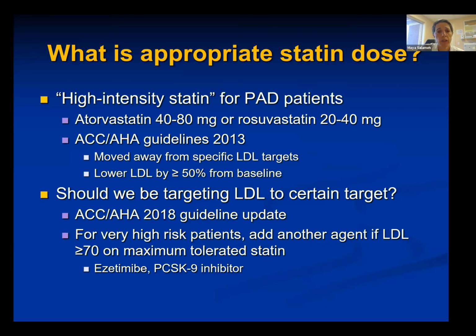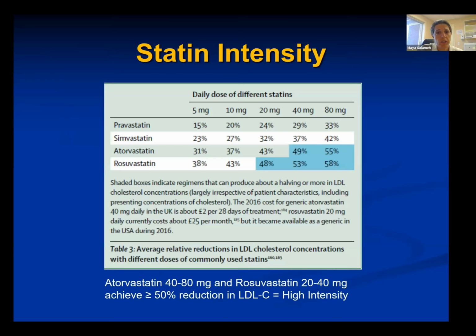The guidelines recommend high intensity statin for these patients, and I'll show you how they define that a little bit. I think you'll remember that in 2013, the ACC/AHA guidelines tried to move away from specific LDL targets and instead said that we should be lowering LDL by more than 50% from baseline for our high-risk patients. I think in practice, LDL targets are still very much in use. The guideline update in 2018 acknowledged that and said, for your high-risk patients, you can add other agents or change statin intensity if you haven't achieved an LDL goal of less than 70. And the question of statin intensity is very important.